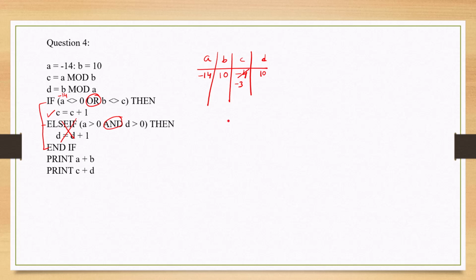Directly come to the print. The first print is saying print A plus B, that's minus 14 plus 10, which is going to be minus 4. No semicolon here, so the line will change. Print C plus D, so that is minus 3 plus 10, which is going to be 7. So that's your output.